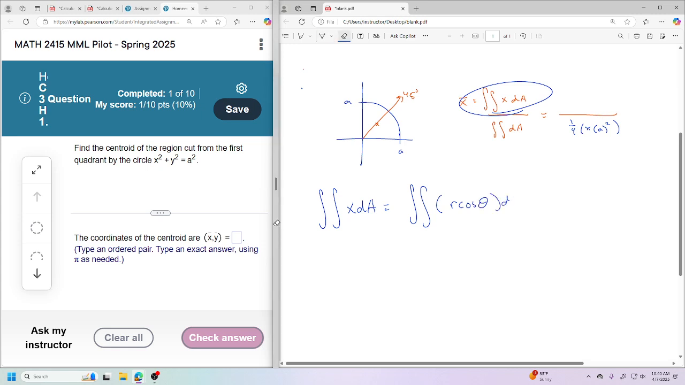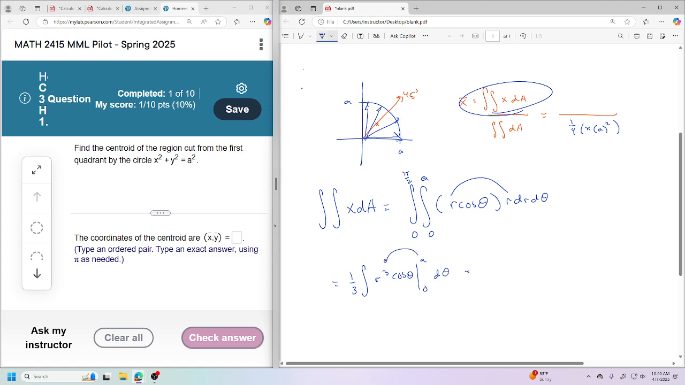Whoa, Chad. It will be that, yes. Required r. Very good. Now, if I'm doing my r, I'm going from 0 out to what? A. And then my angle is from 0 to? Perfect. There it is. So you're right about this being r squared. So then it'll be r cubed over 3. That I'm going to plug in 0 to a.